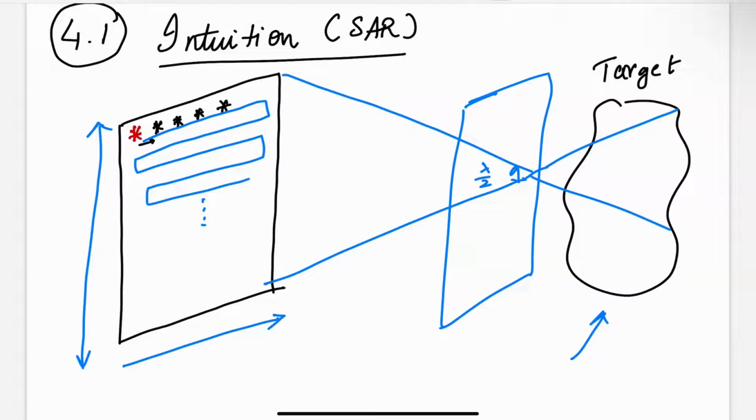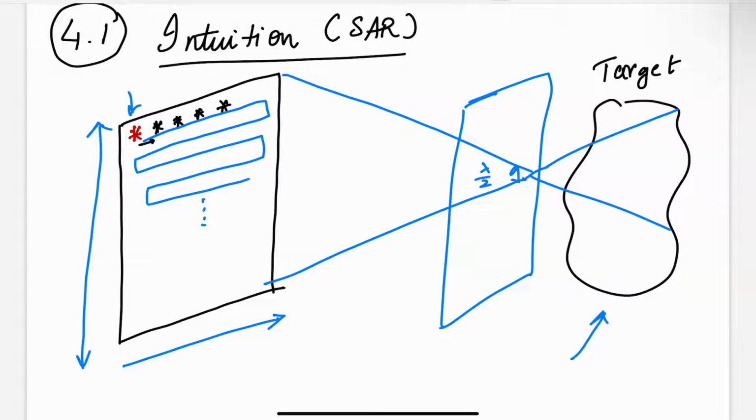And the third thing is that you only need a single antenna really, right? So it's unlike phased arrays where you need many antennas, you need to control the phase. Here the reconstruction is done in the signal processing side at the end. So these are the advantages of synthetic aperture radar.